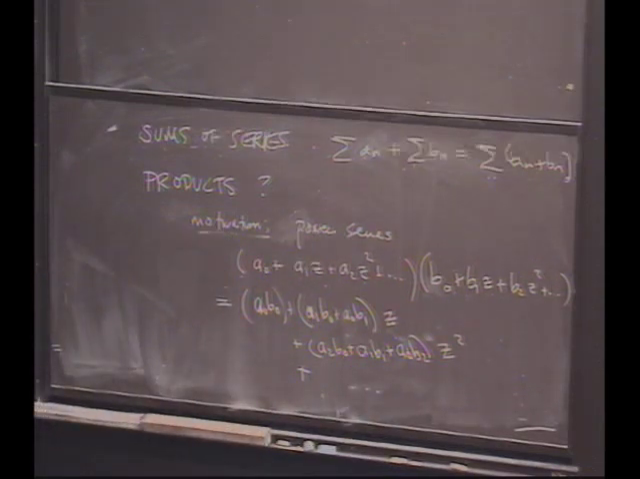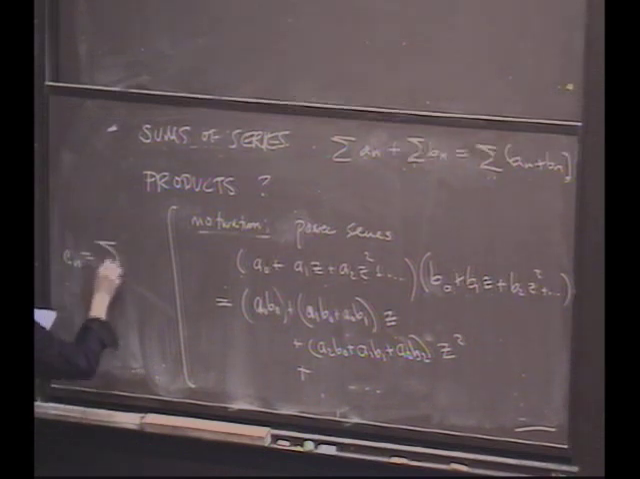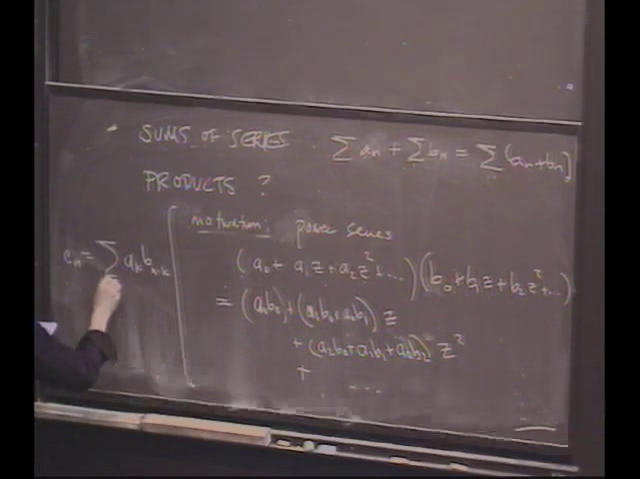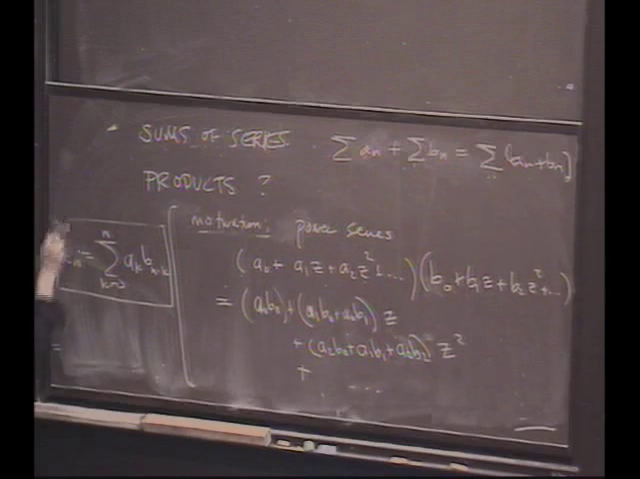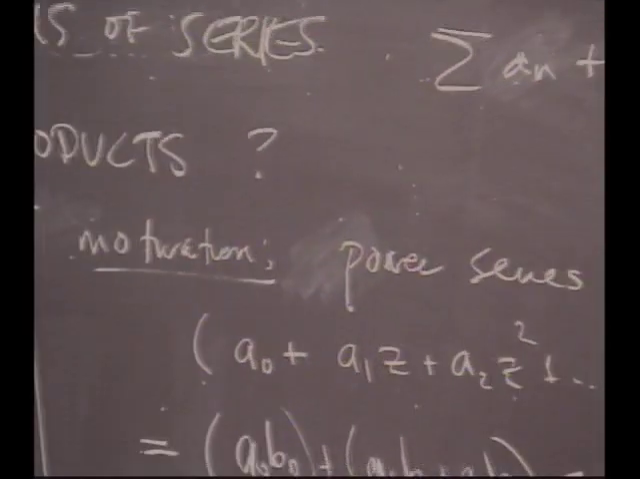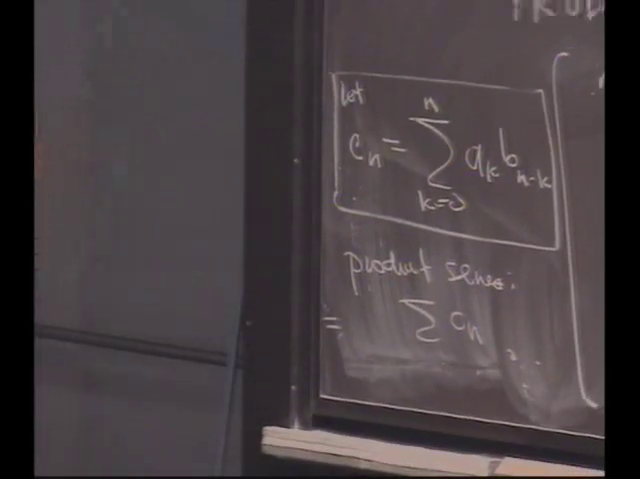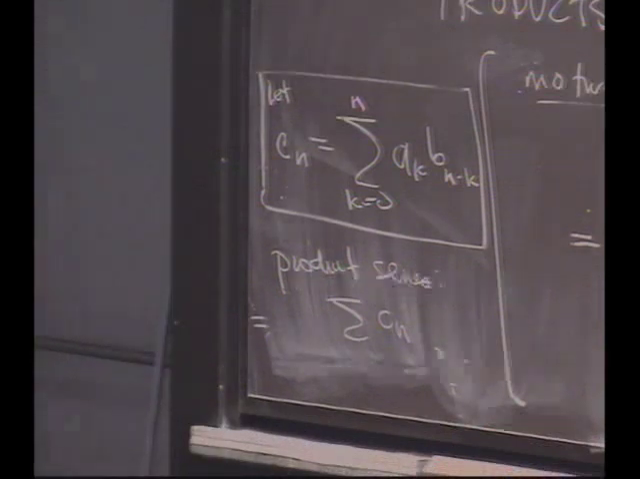So in fact, with this motivation, here's how we define the product series. You let c_n be the sum of a_k b_{n-k}, where k goes from 0 to n. And so the product series is defined to be the sum of the c_n's. It's not exactly what you would think of at first as a natural notion of a product series.